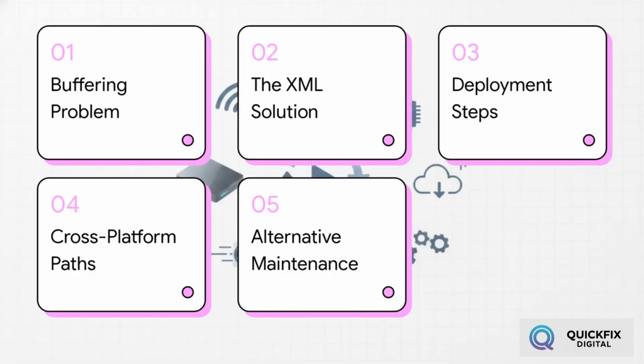So here's our game plan for today's explainer. We'll diagnose the buffering problem itself, define what cache memory actually is, and then dive into the core of this explainer, the XML solution. After that, we'll cover the deployment steps and wrap up with some alternative maintenance tricks.